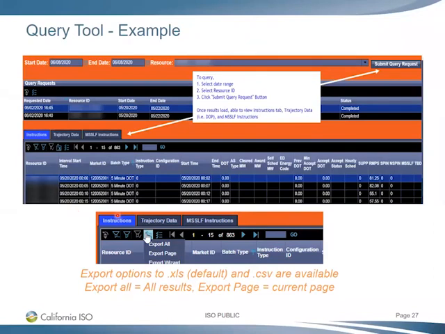There's 3 panels here, so you can view the instructions, you can view the trajectory data, and the MSS-LF instructions, or load following instructions. Your export options here, as we mentioned earlier, the default is XLS, and CSV is also available. If you want to export all the results from the particular query, you can use the Export All button or the Export page to just do, let's say, your first page of results. Okay.